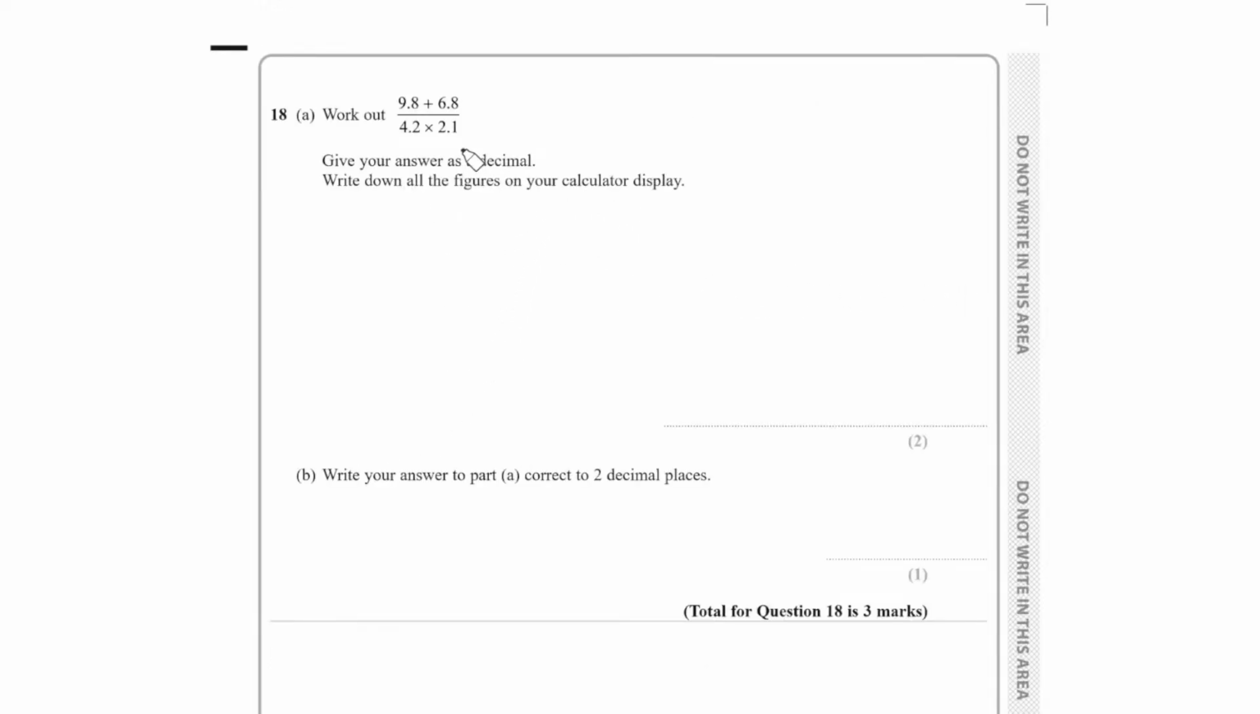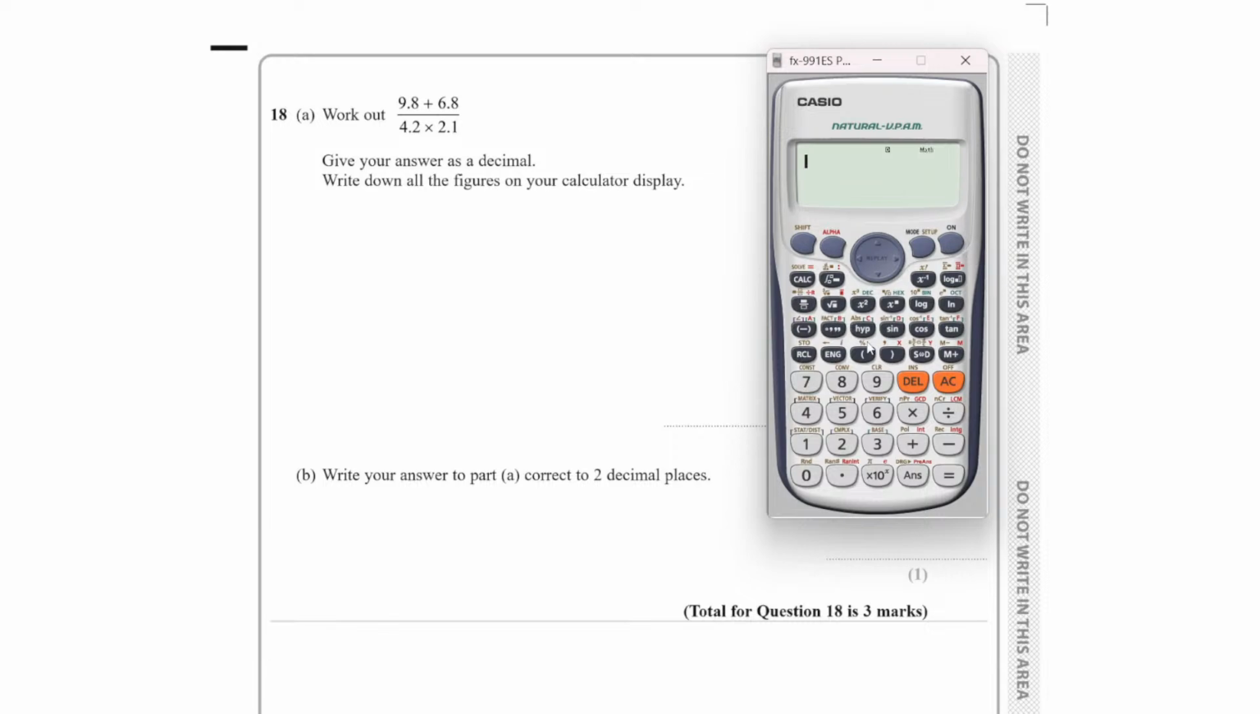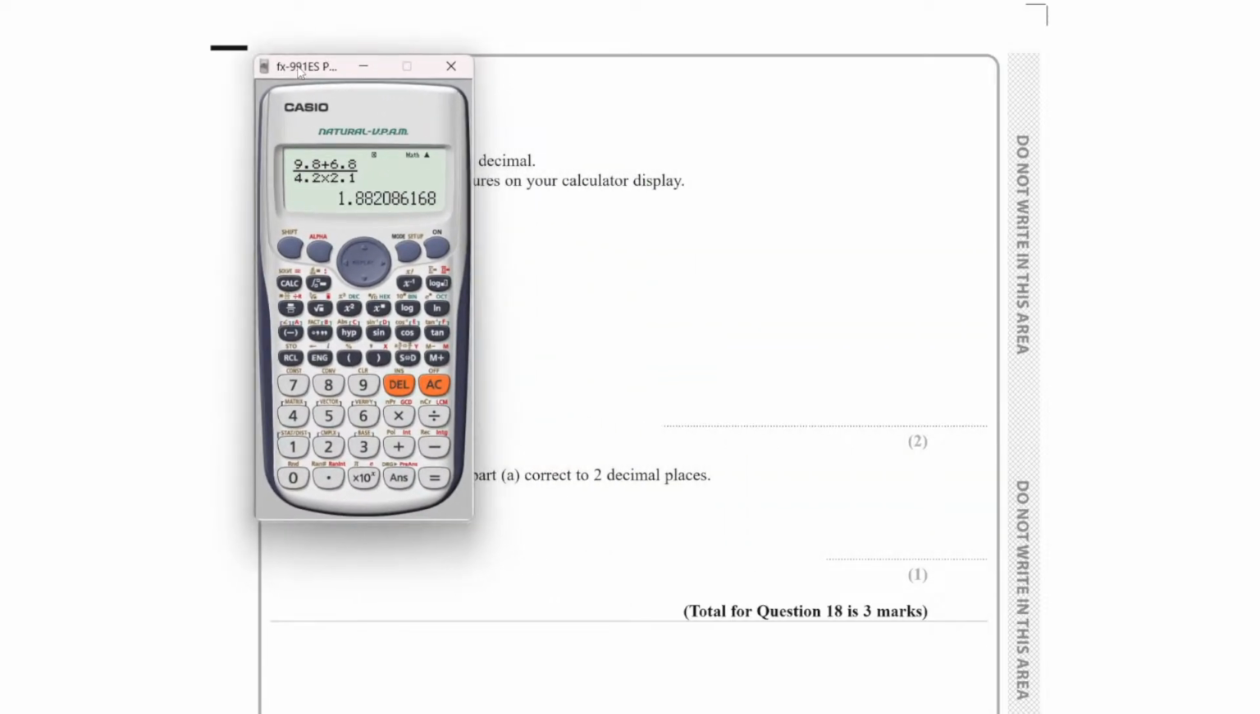Question 18, we've got to work out 9.8 plus 6.8 divided by 4.2 times 2.1. That's just a calculator question, testing that you know how to use the calculator, so type it in. Make sure you don't make any mistakes, that's the only thing. They've said write down all the figures on your calculator display, so as a decimal. All of that I'm going to write down.